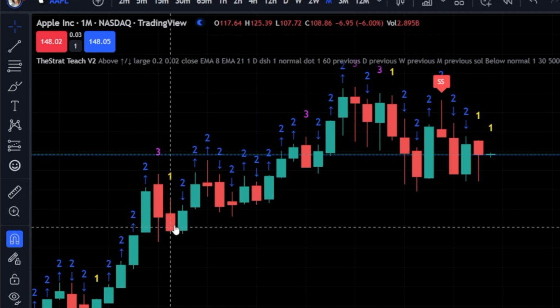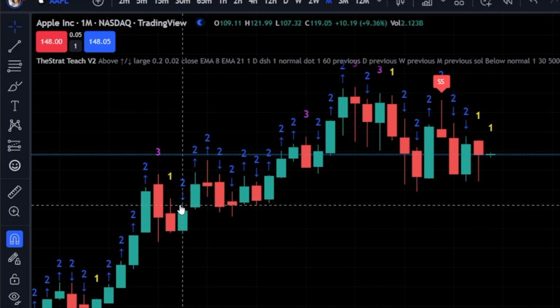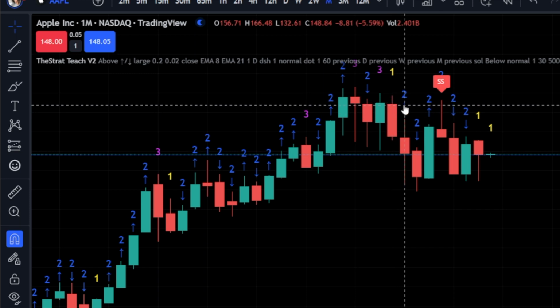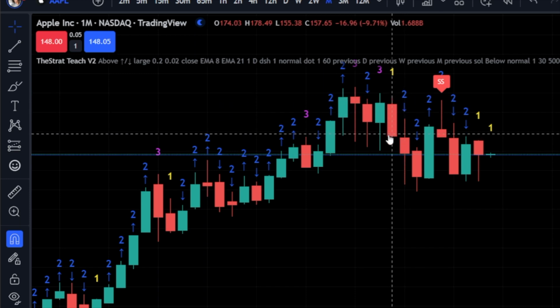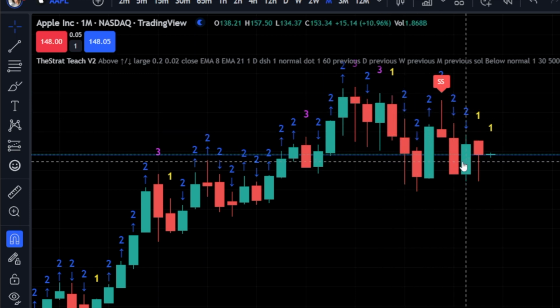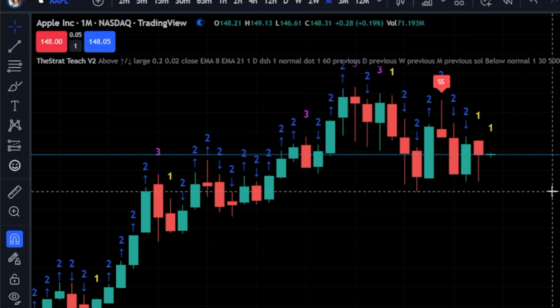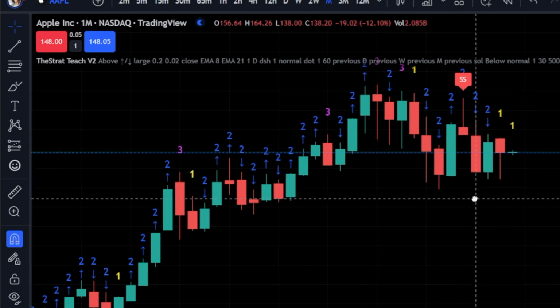Uptrend here. This inside bar was a rest. And then we were on an uptrend. Then this inside bar was a rest before we started turning down. Okay? So that's the 1.